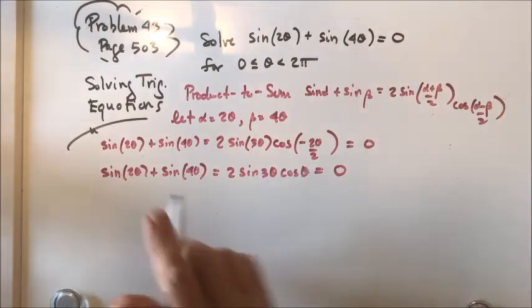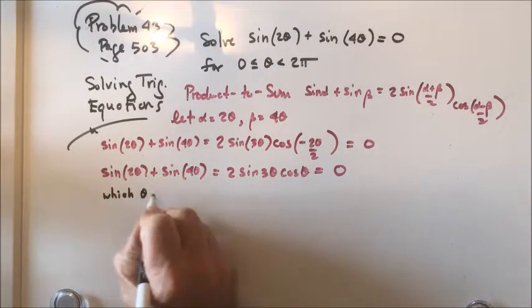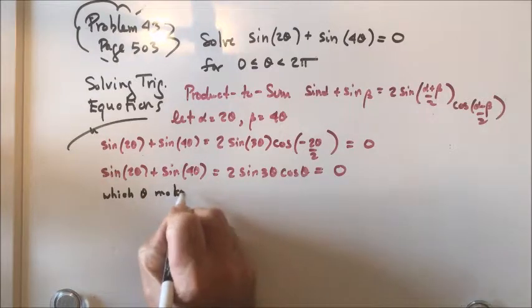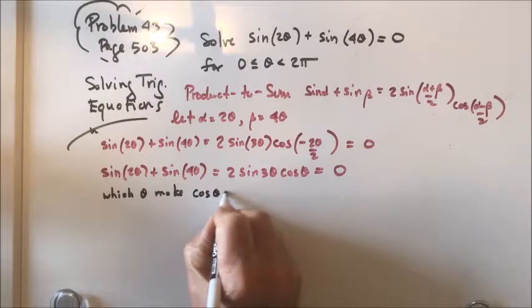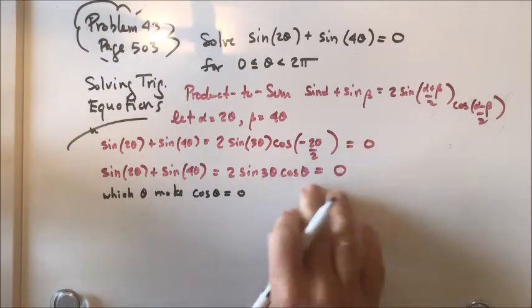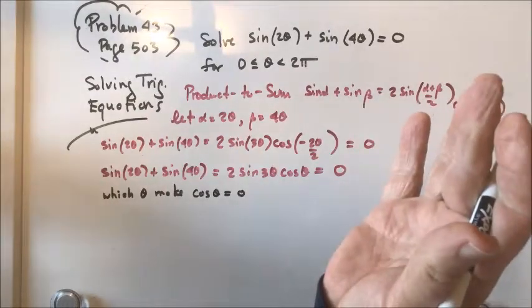Let's start with this. Which theta makes cosine theta equal to 0? Because any theta that does that makes this term equal to 0, makes the whole thing equal to 0.